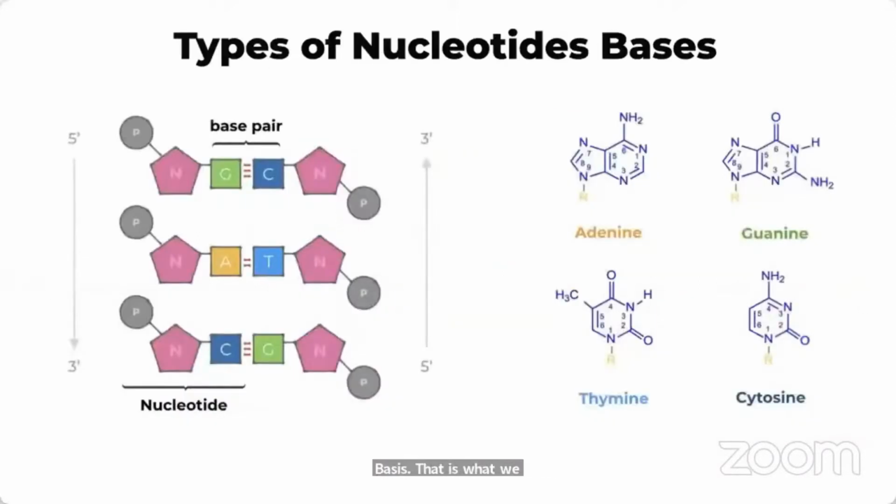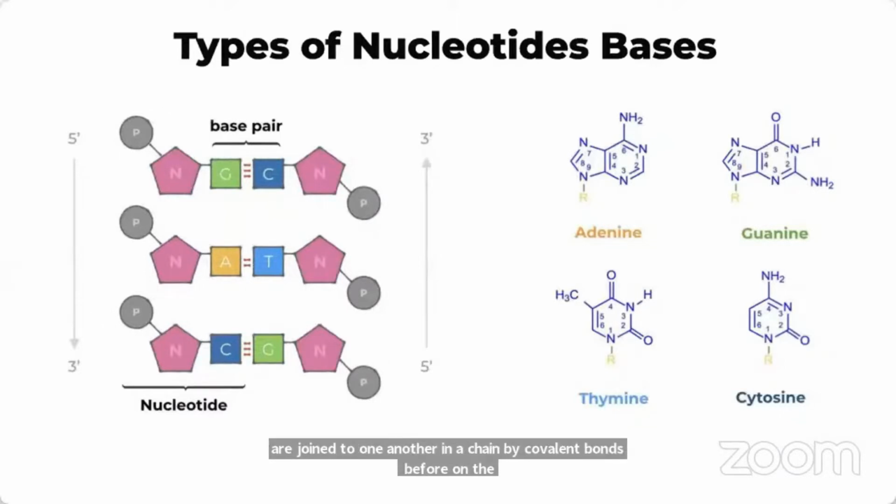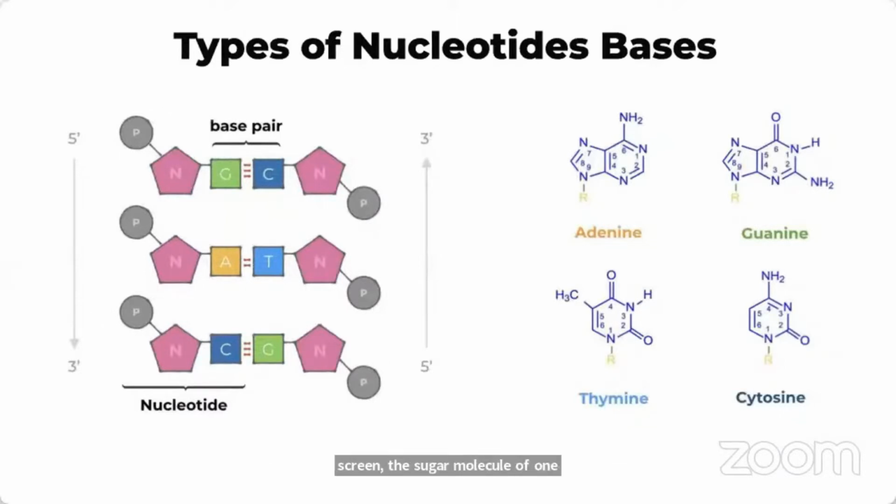So as we spoke about, this DNA is made up of nucleotides. The nucleotides themselves are made up of three important components: a sugar ring that is called deoxyribose, a nitrogen-containing base, and a phosphate group. These nucleotides are joined to one another in a chain by covalent bonds that form between the sugar molecule of one nucleotide and the phosphate group of the next.